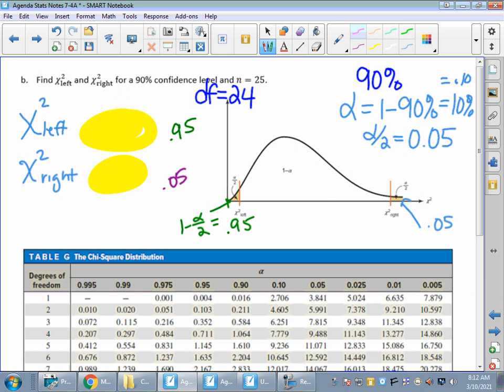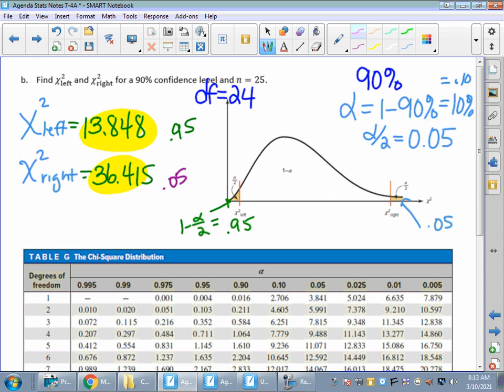So when I looked these up, let me tell you what I got. For my chi-square left, I got a 13.848. And for my chi-square right, I ended up with a 36.415. And I've got myself my 2 critical values that I'll need next time to make my confidence interval. Double check, make sure you're seeing the same numbers. Don't forget to use your degree of freedom.